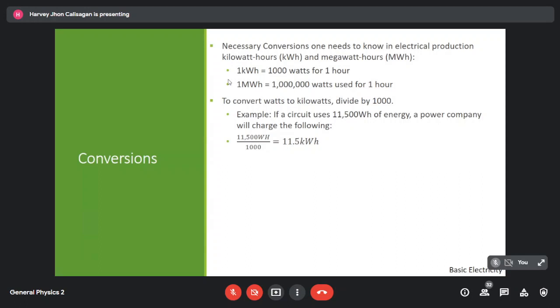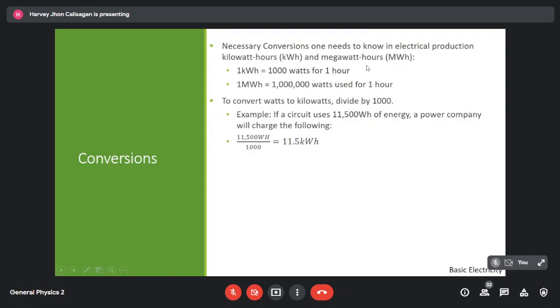If you know the prefixes, we can get it directly. If you know the value of each prefix, kilowatts automatically means triple zero. If we talk about megawatts, the word mega means six zeros. So 1,000 watts used for an hour and 1,000,000 watts used for an hour. To convert watts to kilowatts, divide by 1,000.